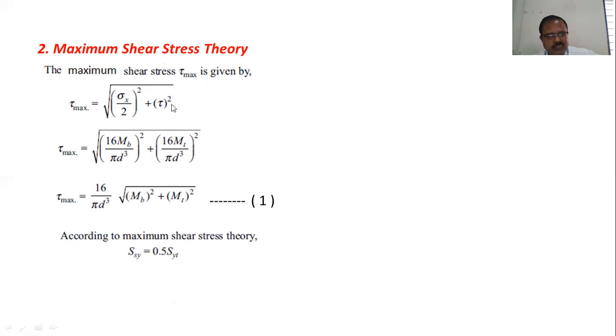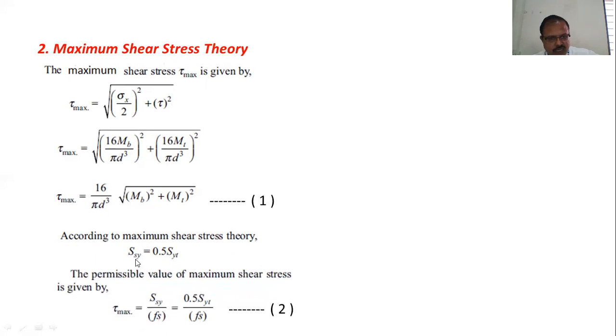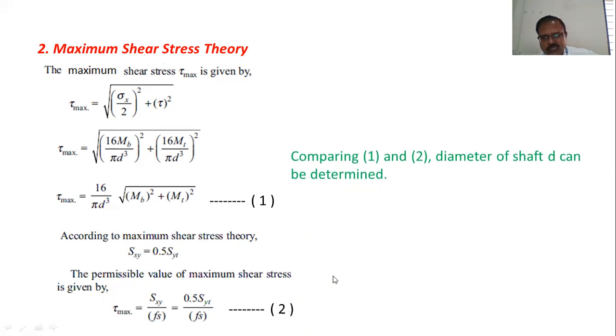And according to maximum shear stress theory, tau max is calculated as SSY upon factor of safety, where SSY is the yield stress in shear, which can be calculated as 0.5 SYT upon factor of safety. Here onwards, we will be calculating tau max directly as 0.5 SYT divided by factor of safety. So comparing equation 1 and equation 2, we can obtain the diameter of the shaft.